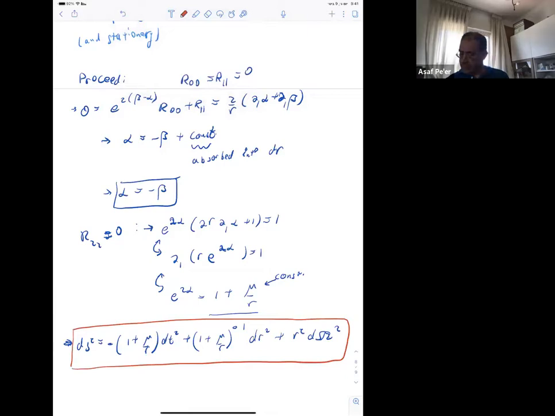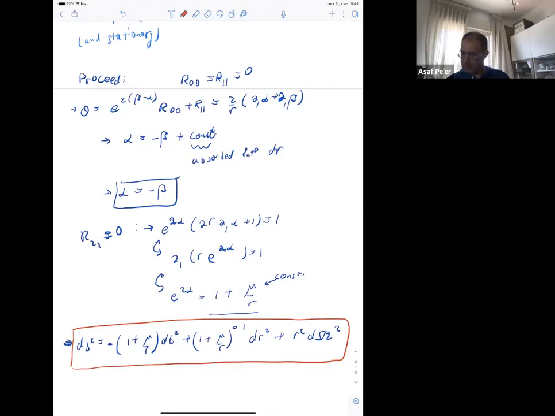Now, in fact, the way we constructed it, it's straightforward to say that as long as mu is constant, regardless of what the value is, this metric is going to solve the equations, so that R00 and R11 are both going to be equal to 0. As I told you, once we have a solution, plugging it into the equation and seeing that it solves it is very, very easy.